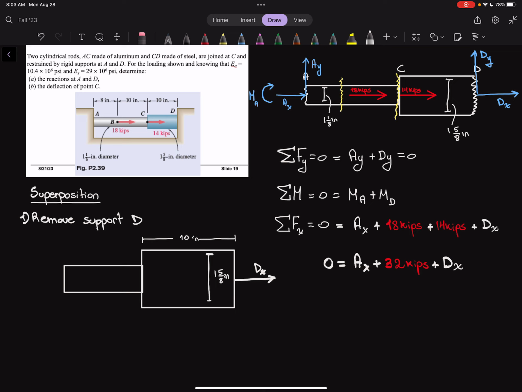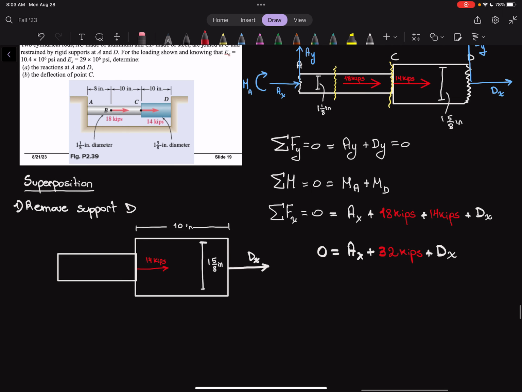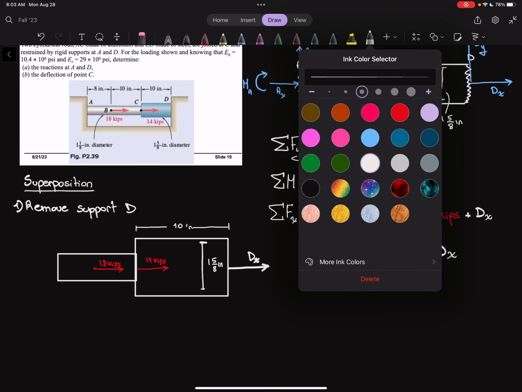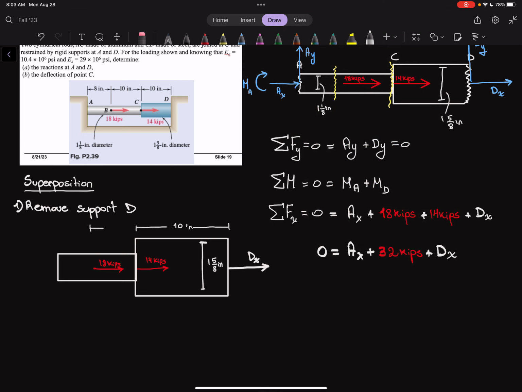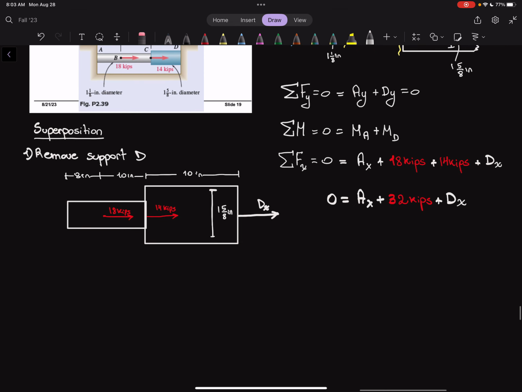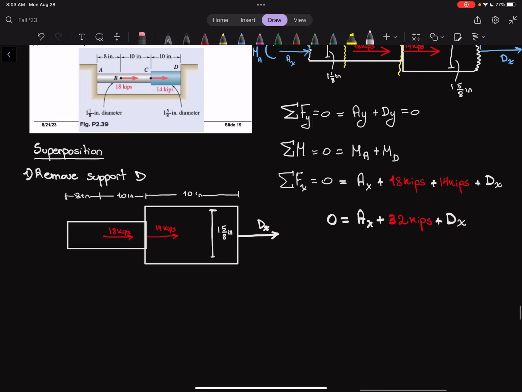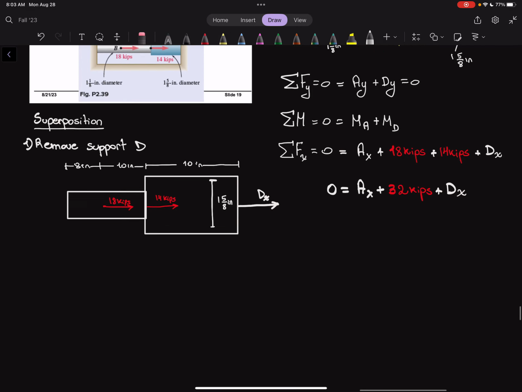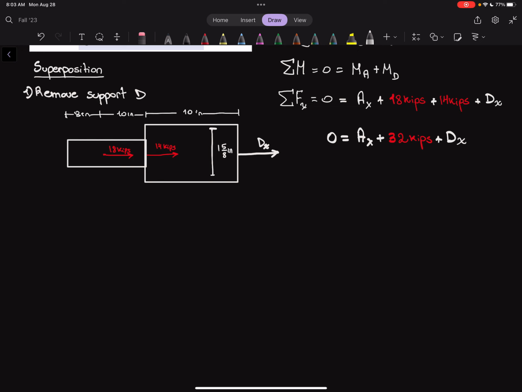We have a force, which is 14 kips right here, 14 kips. And we have another force here, which is 18 kips. And here we have another 10. And then here we have 8 inches. Don't forget the units. Now, again, we can write an expression here. So why don't we go ahead and do that? Well, let's see. There's only forces in the x direction, so we'll sum up the forces in the x direction.